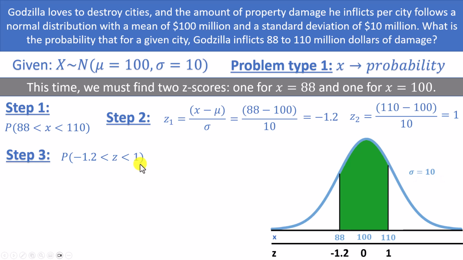So hopefully you're getting the hang of this. We really are just plugging in these numbers to the z-score formula and then replacing those in our new probability statement. And of course, don't forget to change the x to a z. And then we're ready to go ahead and use our normal CDF function.